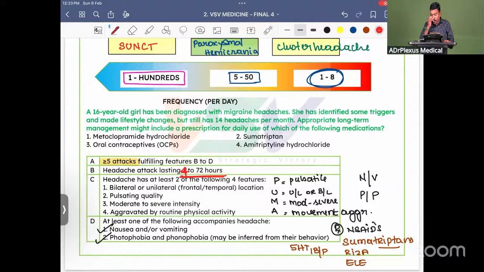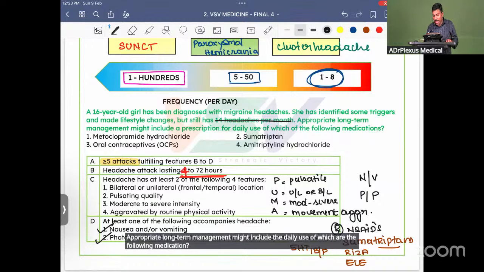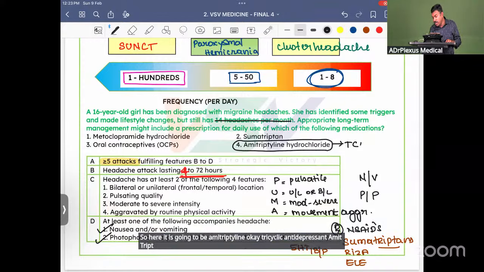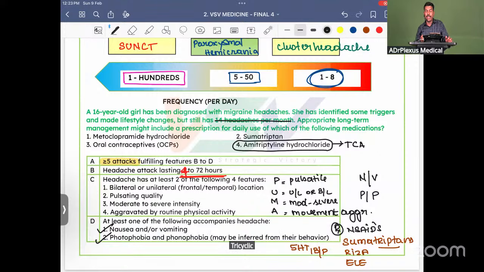Migraine headache, triggers are there. She made lifestyle changes. 14 headaches per month is there. So definitely she might require prophylaxis. Appropriate long-term management might include the daily use of which of the following medications. So here it is going to be amitriptyline. Tricyclic antidepressant, amitriptyline. So that is going to be the answer.